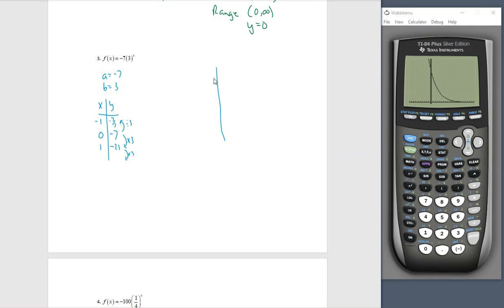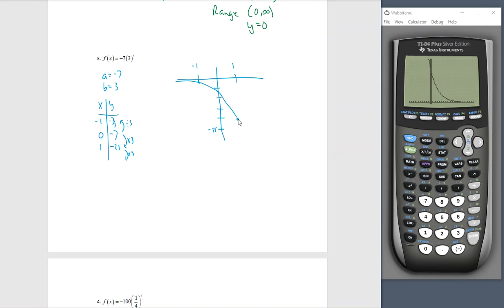It looks like these y values are all negative, which we were expecting: a negative a and a b value bigger than 1. Let's see what we have. Let's count by 5 on the y's. -7/3 is pretty close up in here. At 0, -7, and at 1, -21. We find we have this graph.